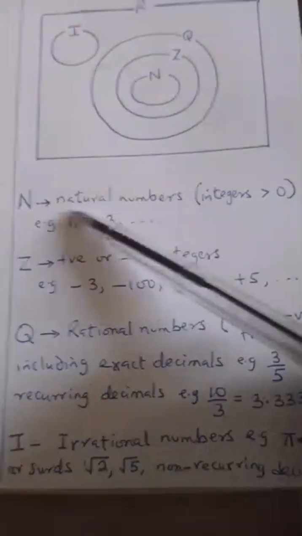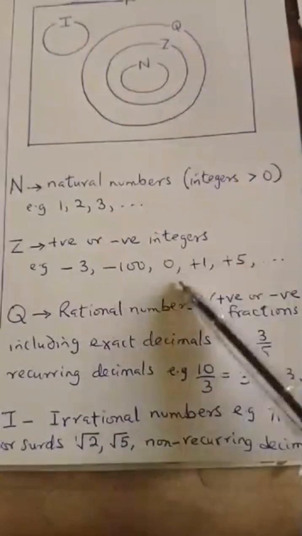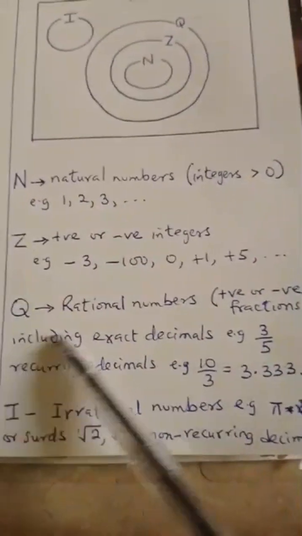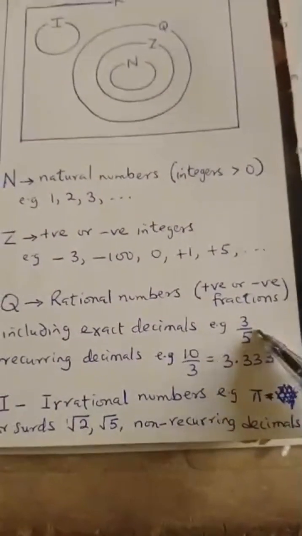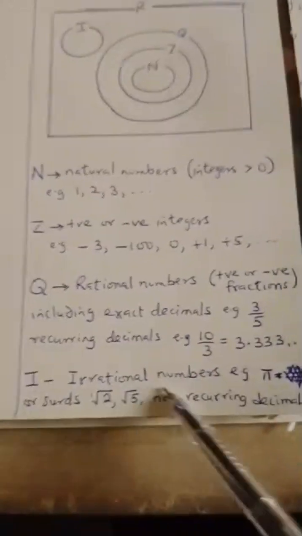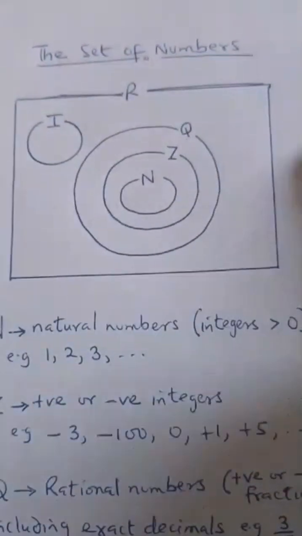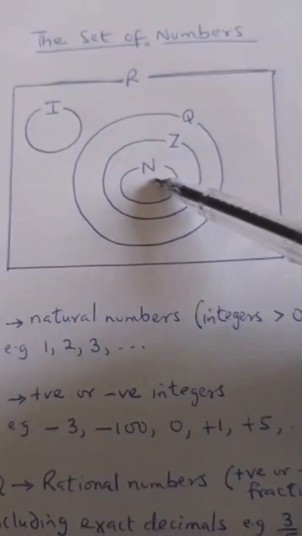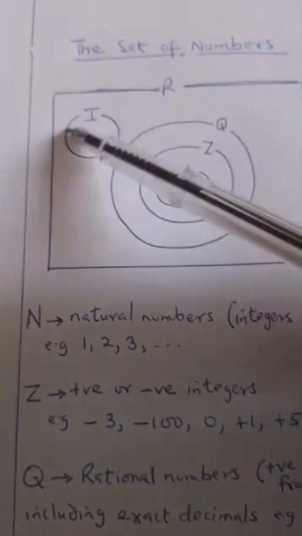So we've talked about natural numbers, your normal counting numbers. Then integers, which are both negative and positive integers. We have talked about rational numbers, which are basically negative or positive fractions, like exact decimals such as 0.6, or recurring decimals. And finally, irrational numbers. So we can put all of them into the set of real numbers. R is the superset of real numbers, so it covers your natural numbers, your integers, your rational numbers, and your irrational numbers.